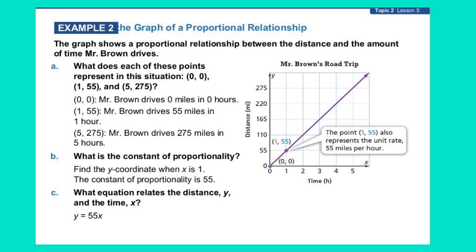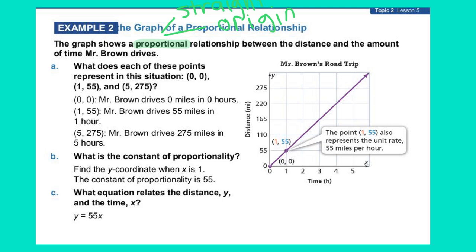We are now at the top of page 121. This is example number 2. The graph shows a proportional relationship between the distance and the amount of time Mr. Brown drives. Can we just do a really quick review about what it means to be proportional? Remember, there are 2 things that we are looking for. Is it straight? Check. Does it go through the origin? Check. Okay, so we know it is proportional.